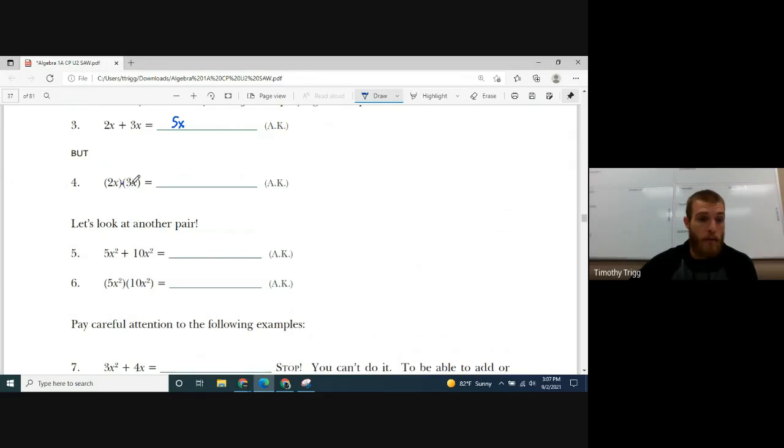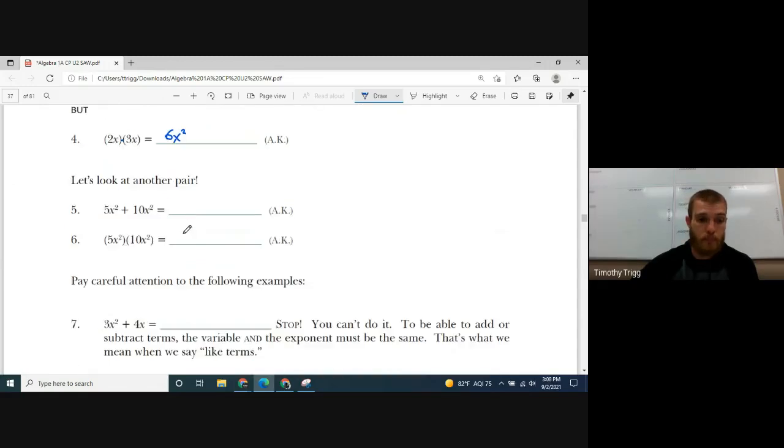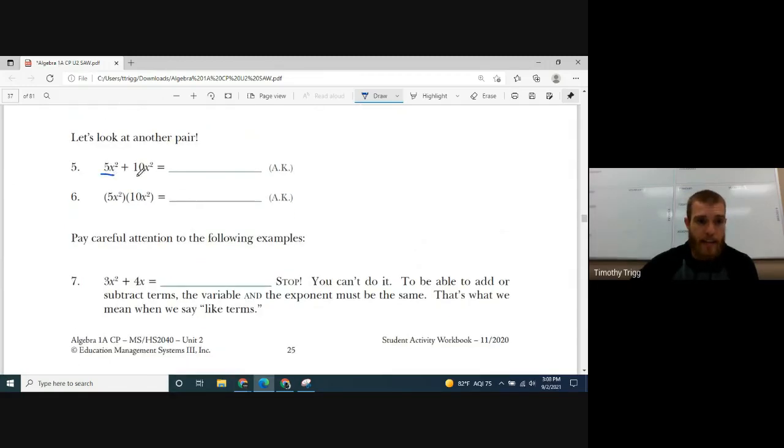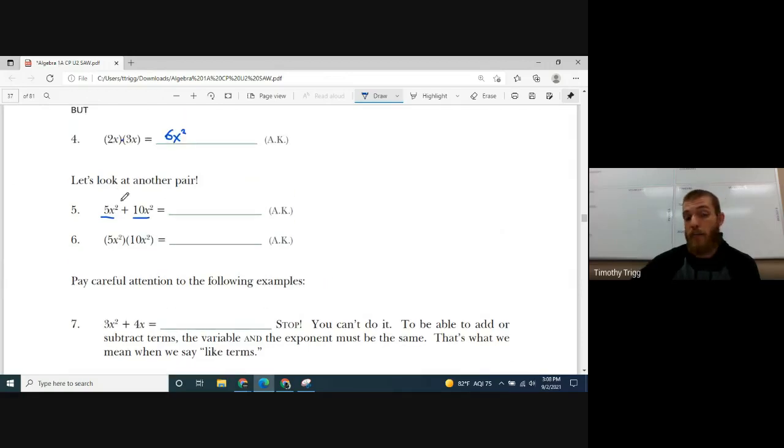Here, to multiply, we would do 3 times 2, that's 6, and then the x's multiply together too, so that's x squared. So 2x times 3x is 6x squared. The x times x becomes x squared. Can I add these together? Well, yes, they are also like terms. So 5x squareds plus 10 more x squareds would be 15x squareds.